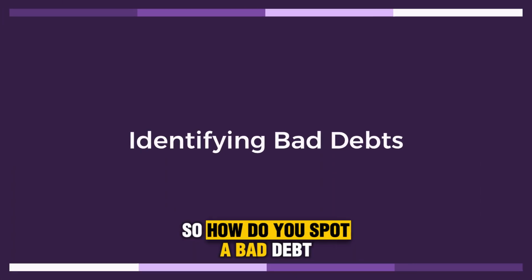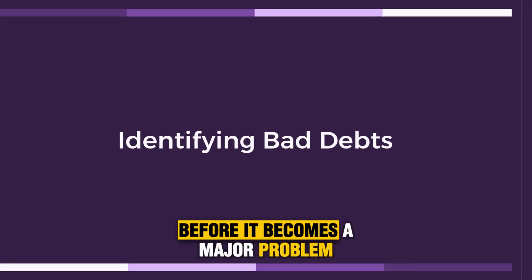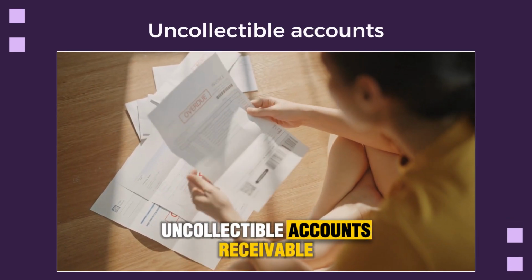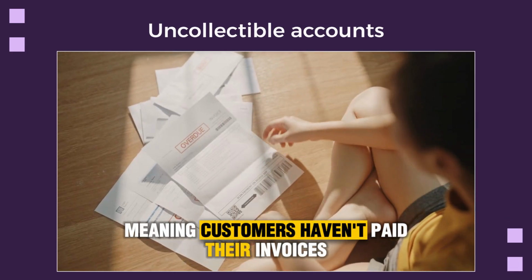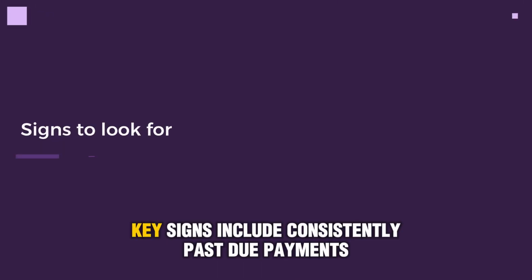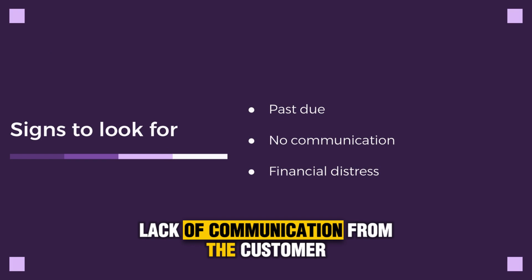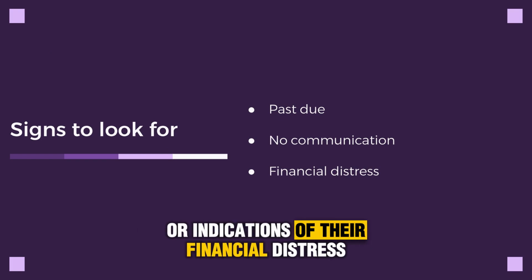So how do you spot a bad debt before it becomes a major problem? Bad debts often originate from, quote, uncollectible accounts receivable, meaning customers haven't paid their invoices and are unlikely to. Key signs include consistently past due payments, lack of communication from the customer, or indications of their financial distress.